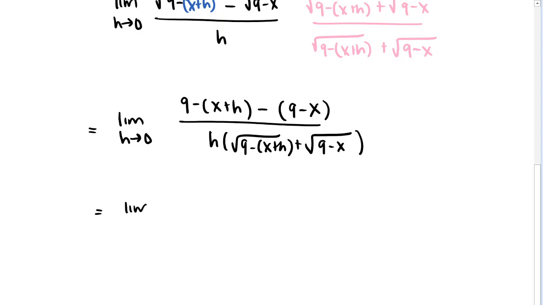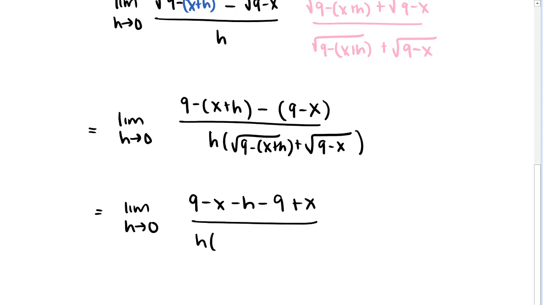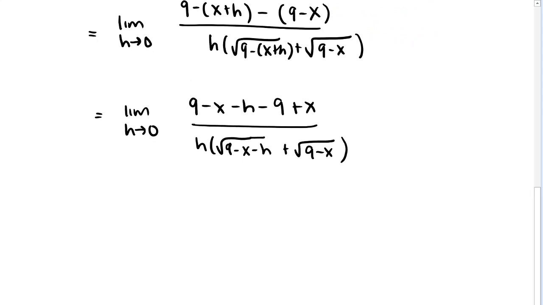So here I have the limit as h approaches 0 of 9 minus x minus h minus 9 plus x. I just distributed some negatives. And then in the denominator, I could distribute one negative here to get the square root of 9 minus x minus h plus the square root of 9 minus x. And so here we get an x term that cancels out, and the 9 cancels out.